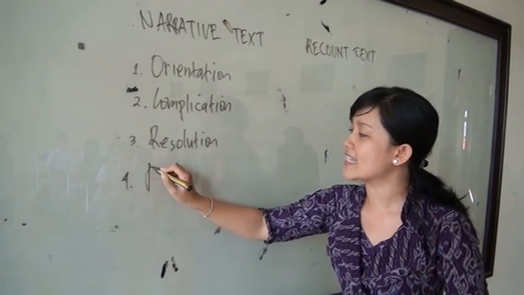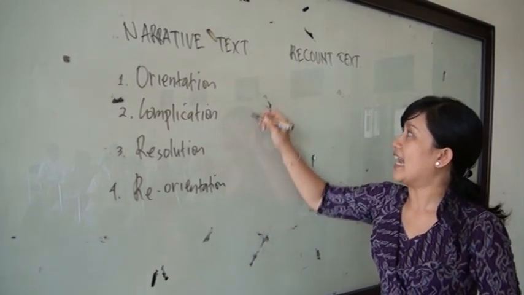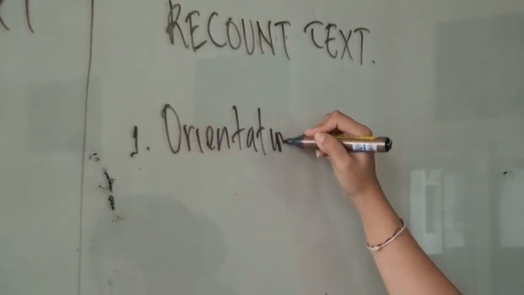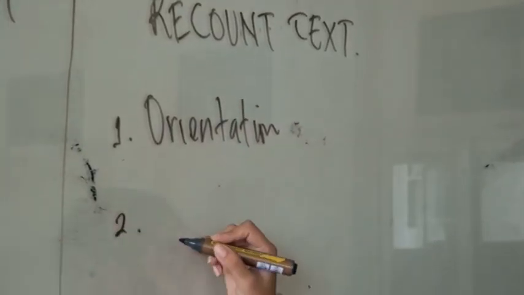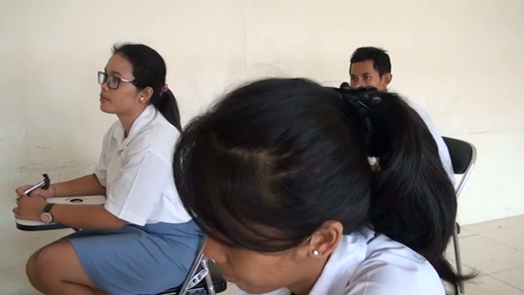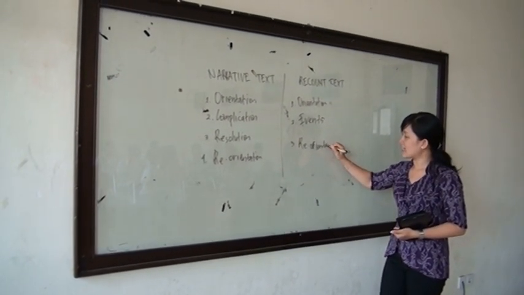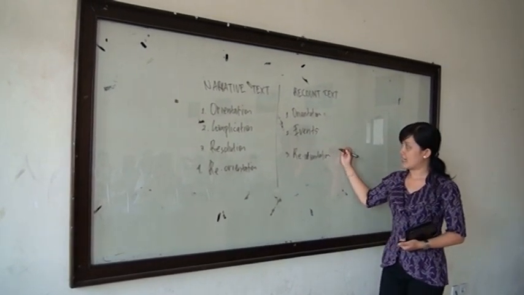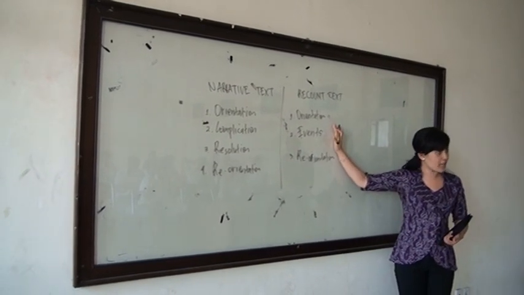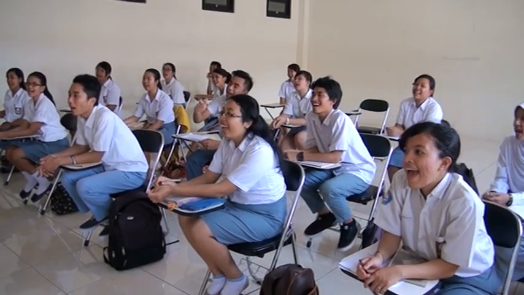And the last one is reorientation. And it is different from recount text. The first one is orientation. And then the second one is events. And the last one is reorientation. So here, we do not have any problem. Do you understand that? Yes!